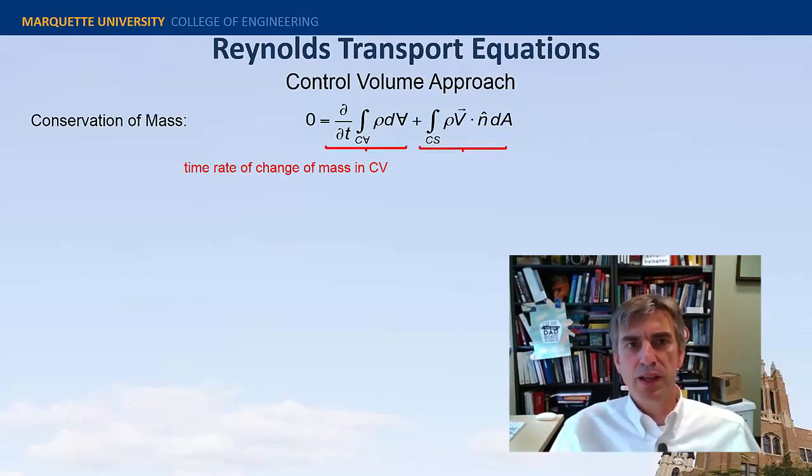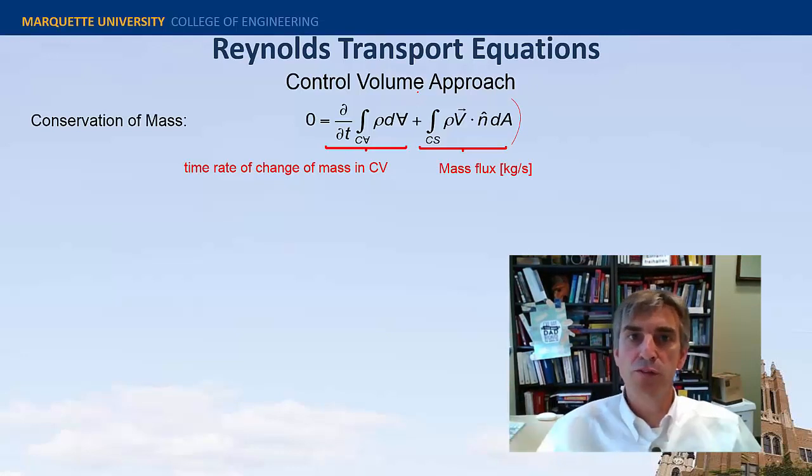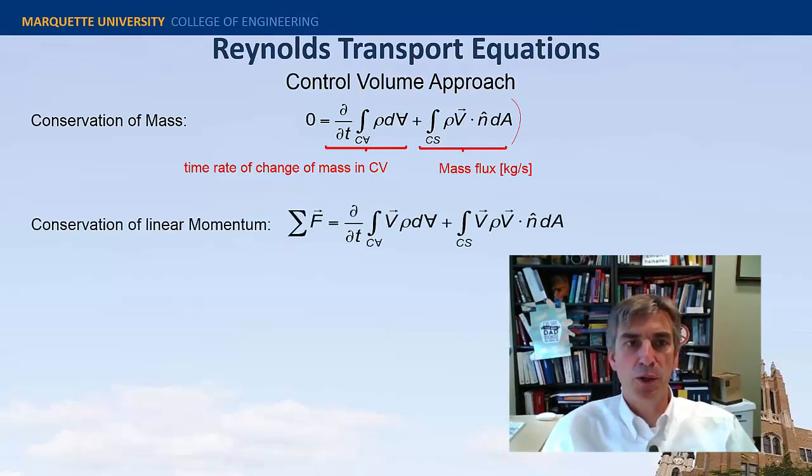There it is in integral form. And just to review, this is the time rate of change of mass in the control volume, and this second integral represents all the flux surfaces where there's mass flux through the control volume.